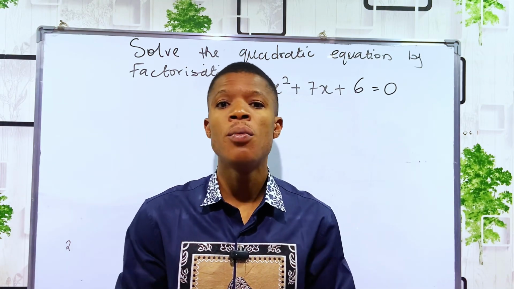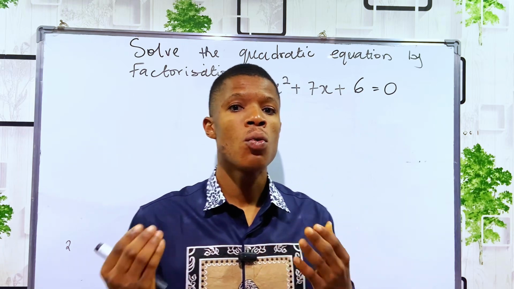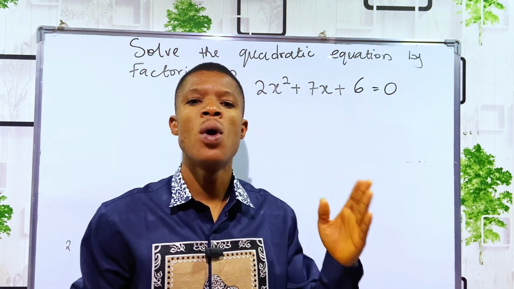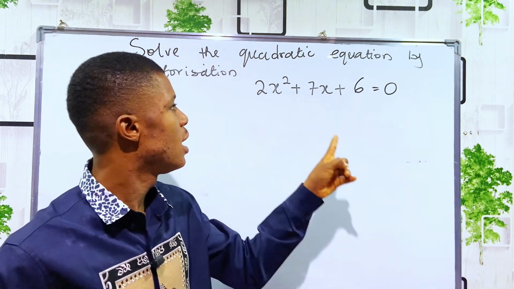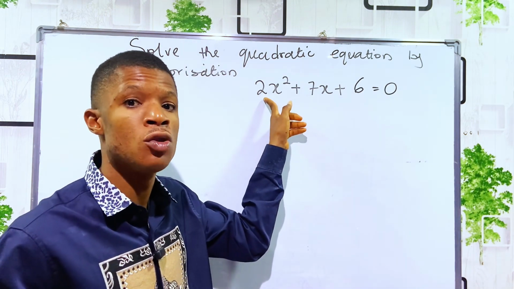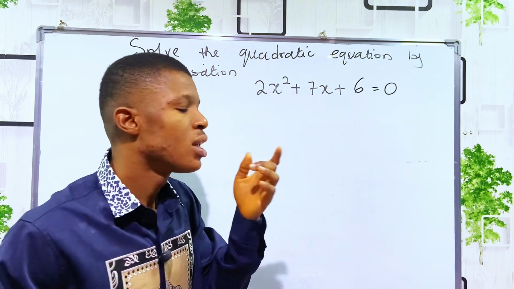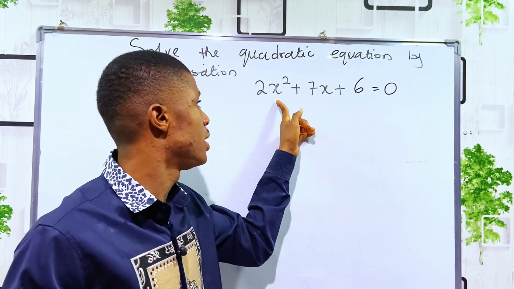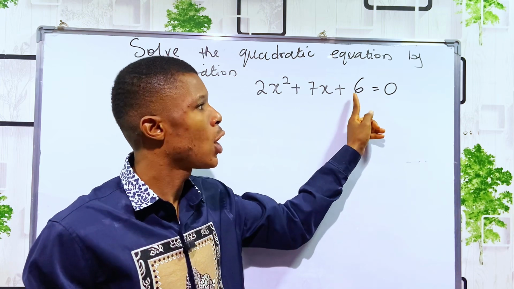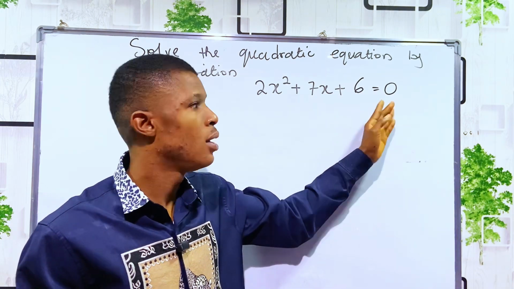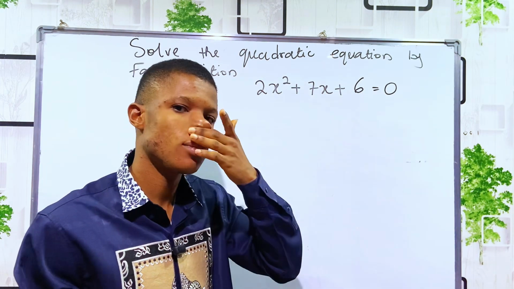In this video, we'll be learning how to solve quadratic equations when the leading coefficient is more than 1. Here we have the leading coefficient to be 2. The leading coefficient of the x squared is 2, the coefficient of x is 7, and the constant is 6.